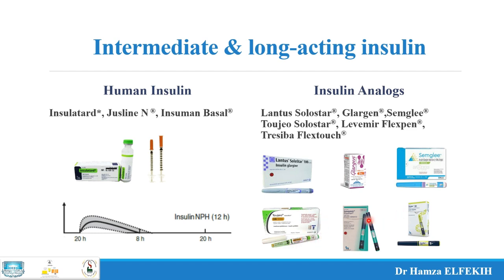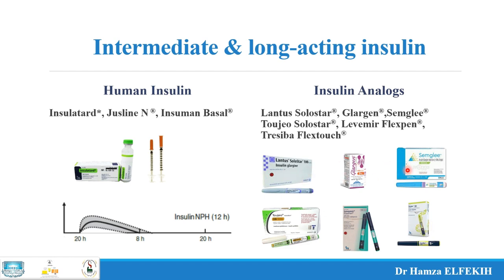For Levemir, insulin Detemir or Levemir FlexPen, it depends on the dose, so the effect can go from 8 hours to 24 hours. We might take it twice a day in case of a patient with type 1 diabetes mellitus. For Tresiba FlexTouch or insulin Degludec, it can go up to 36 hours.